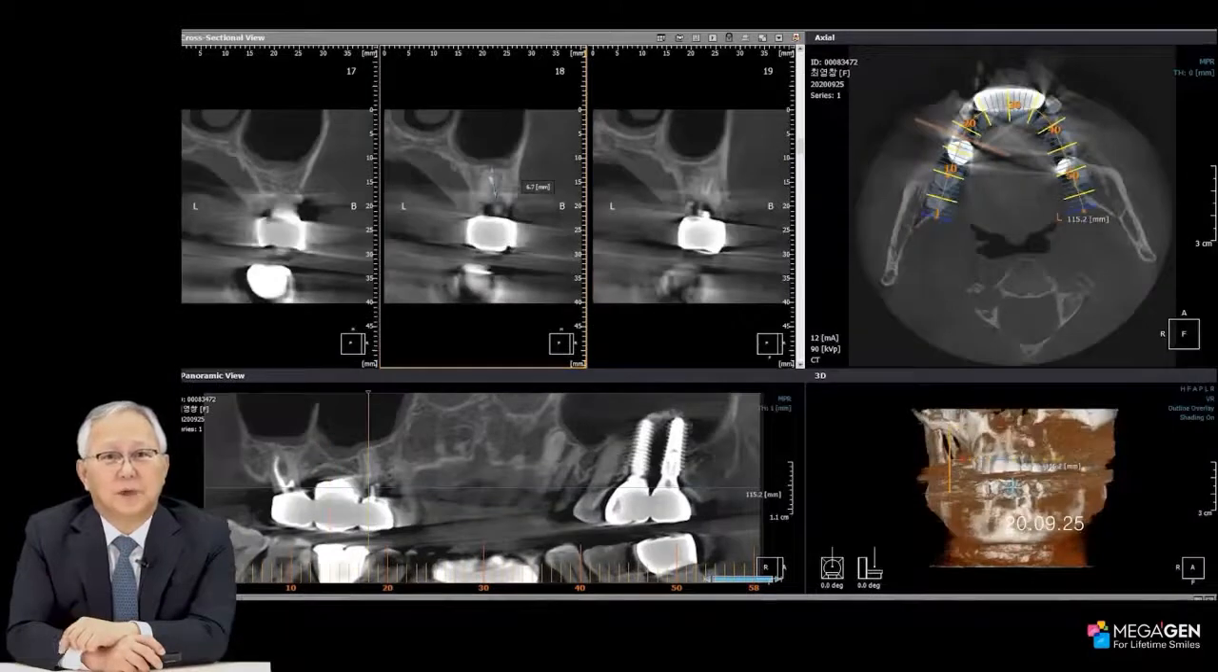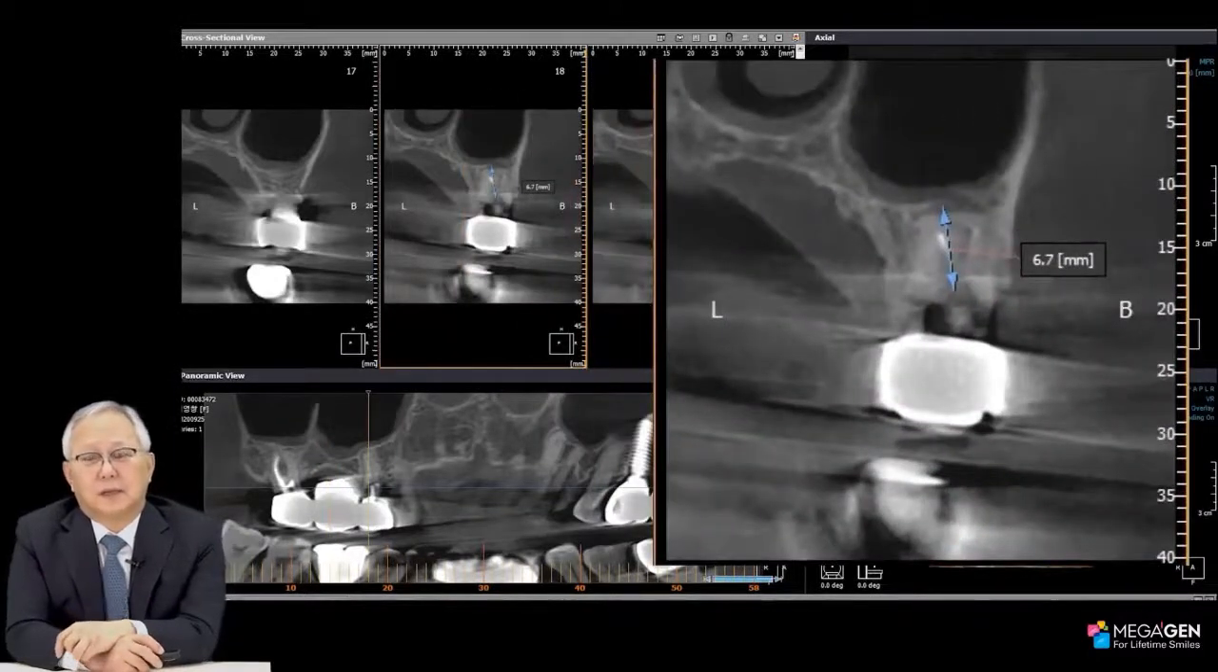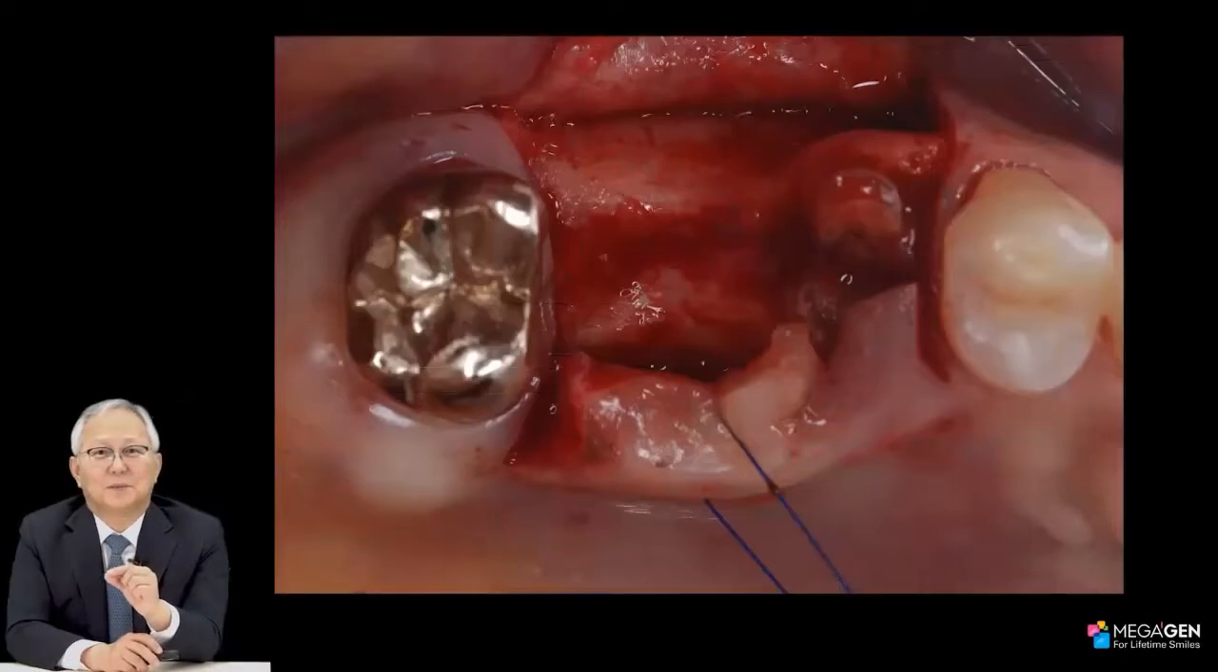On the premolar area, there was about 6 to 7 millimeters of bone, so this is no problem. The biggest problem is on the first molar, only 2 millimeters of bone. But if you follow the principle of the Densah Bur, you will have the same result.